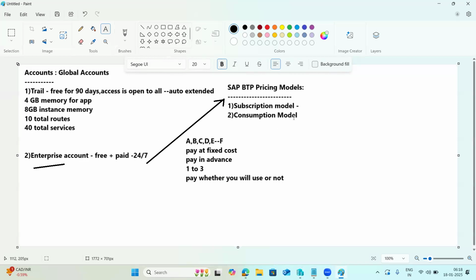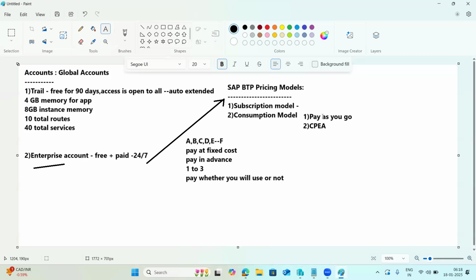Then the consumption based model. Normally, in rare cases people will use the subscription based model. So the consumption based model here. In the consumption based model, again we have two types. One is the pay as you go model. And the second one is called CPEA, Cloud Platform Enterprise Agreement. So this is for the consumption based model.